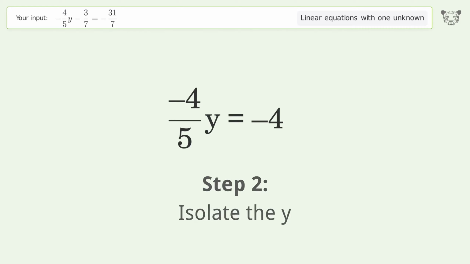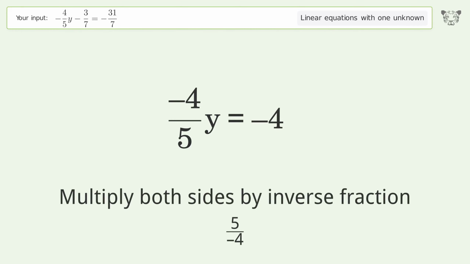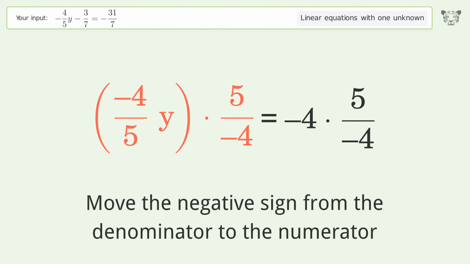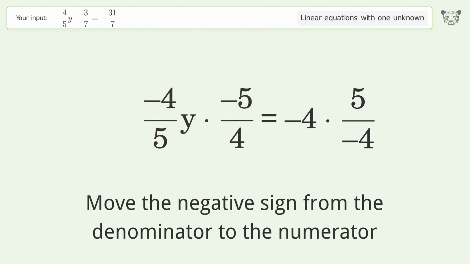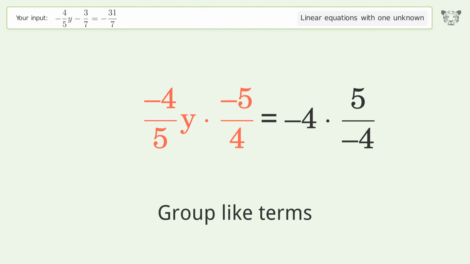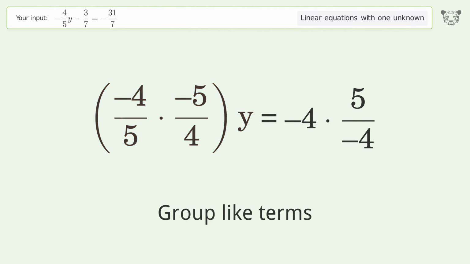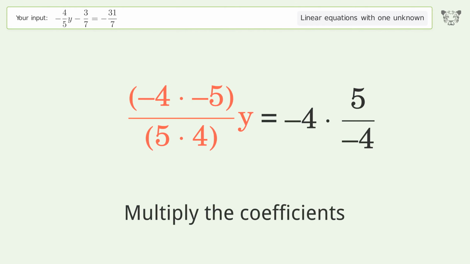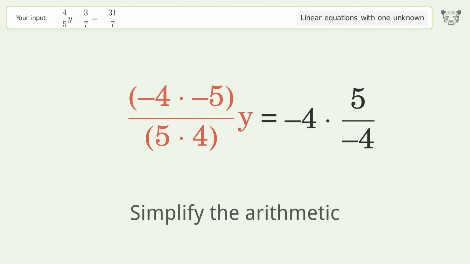Isolate the y. Multiply both sides by inverse fraction 5/-4. Move the negative sign from the denominator to the numerator. Group like terms. Multiply the coefficients. Simplify the arithmetic.